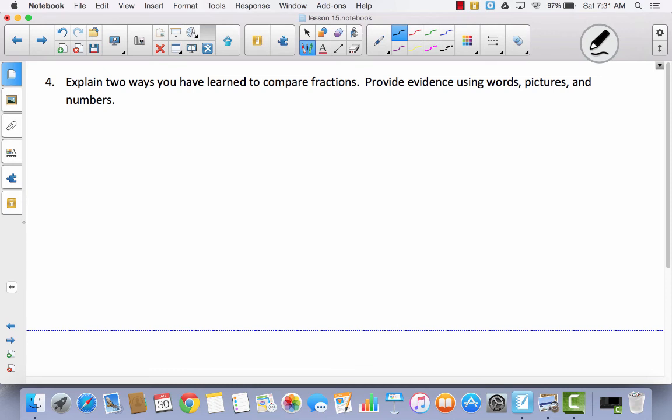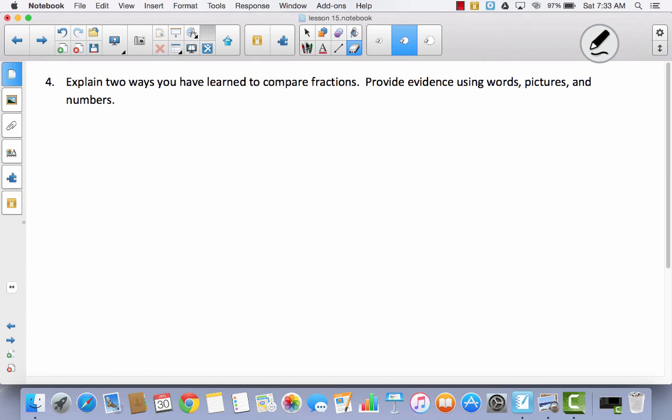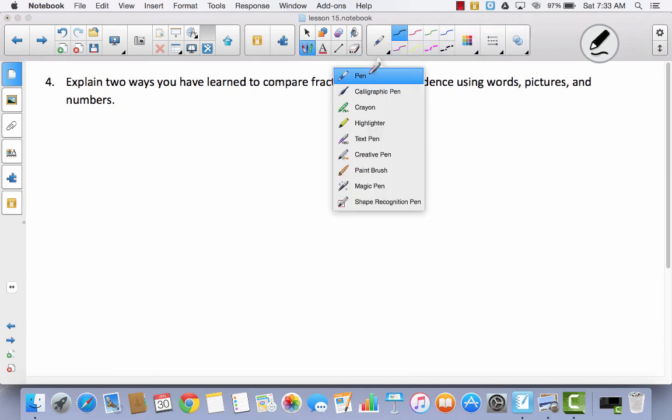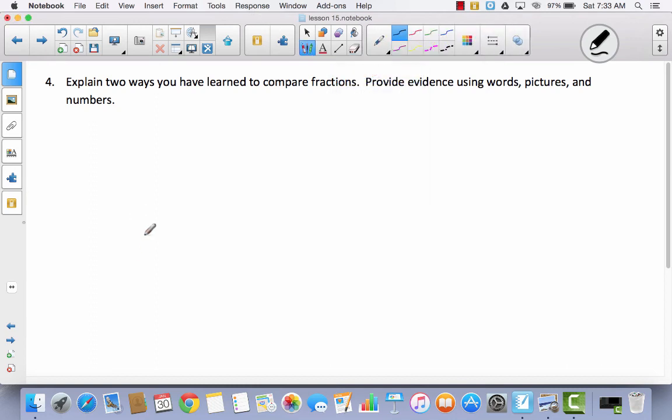Now let's take a look at number 4. Explain 2 ways you have learned to compare fractions. Provide evidence using words, pictures, and numbers. Okay, so today we have learned 2 different ways to compare fractions. The first thing we learned is that we can use an area model and we can find common units and then compare the number of units.